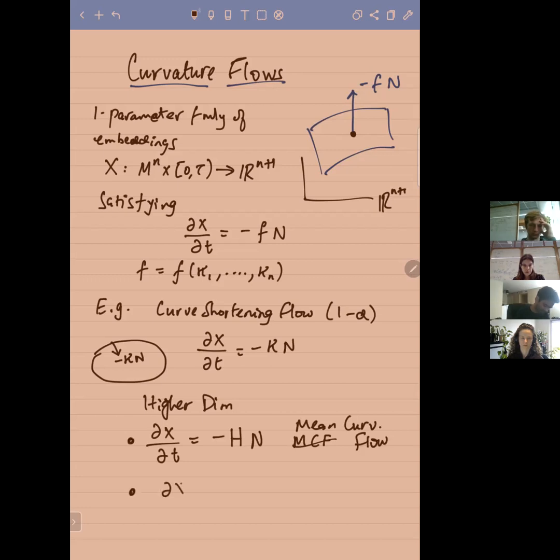The second one is, instead of H, I can put capital K, which is the Gauss curvature. So people have studied these two types of flows quite extensively. So maybe I'll give an example of what explicitly one looks like.